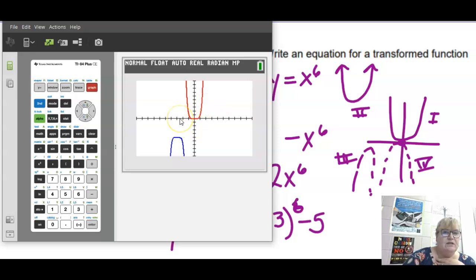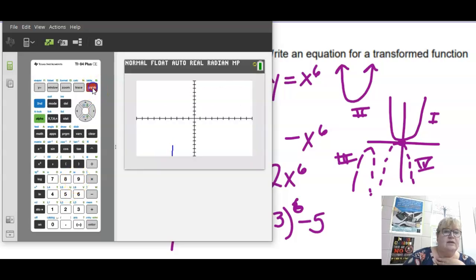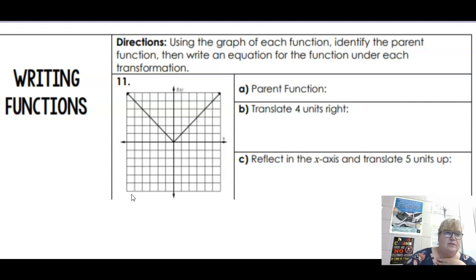We shifted it left, reflected it upside down, we shifted it down into the 3rd quadrant. It's very hard to tell that we stretched it. Let me put a number out here like 9, and it should look narrower. There we go, because it's stretched vertically. Okay, so I could change that 2 to a 9 if we want.